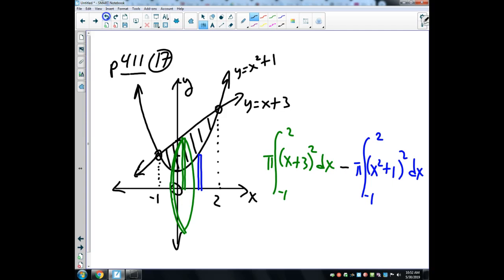All right, so that's it. So that's the setup. It's really a big disk minus a little disk. So it's sort of disks again, like yesterday. So this isn't really new. The setup is a little weird, but it isn't really that new. So how are we going to evaluate each of these volumes? What's the green volume? What's the blue volume? All right, let's figure out the green volume.